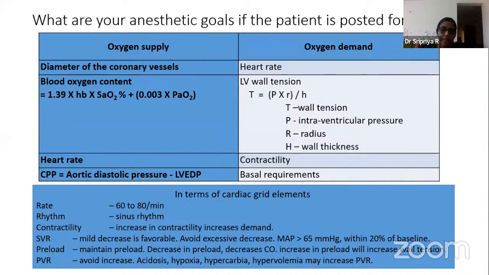So in terms of cardiac determinants, this is what we want. We want the heart rate to be somewhere between 60 to 80 beats per minute. The rhythm should be sinus rhythm. Any tachycardia decreases output. If there is an alteration of rhythm, like atrial fibrillation, again the cardiac output comes down. Contractility, maintain it. Preload, maintain it. SVR. In terms of SVR, what did you not tell me about that?